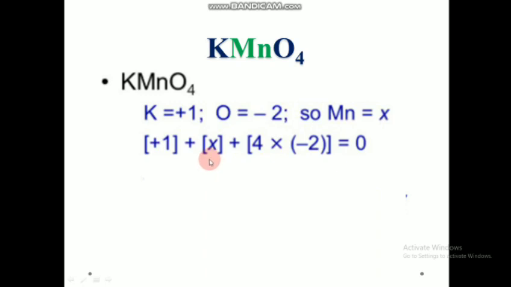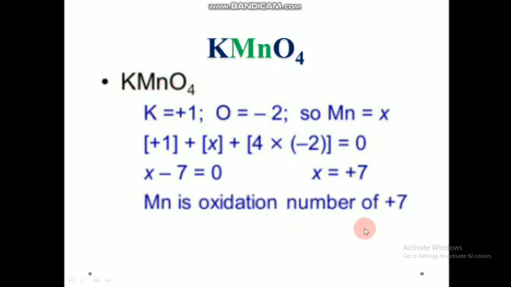So solving the equation, 4 into -2 will become -8, and -8 plus 1 will become -7. So X plus -7 is equal to 0, or X minus 7 is equal to 0. Taking this -7 to the other side, X is equal to +7. So the manganese oxidation state in KMnO4 is +7. Like this, we can find out any oxidation state in any compound.